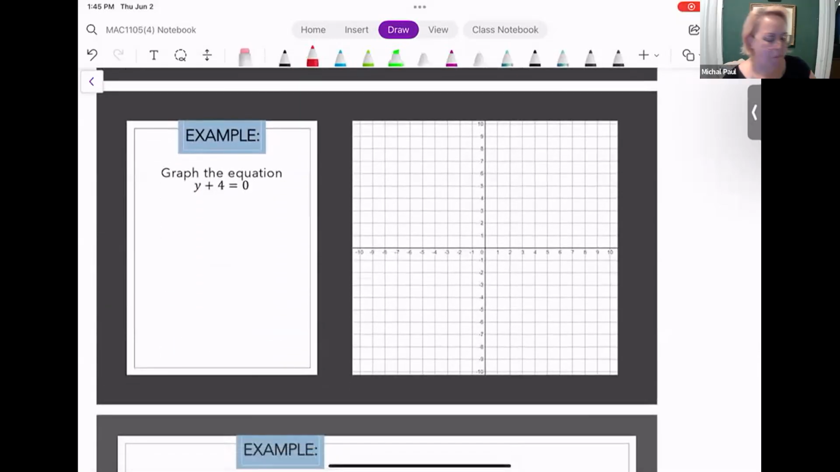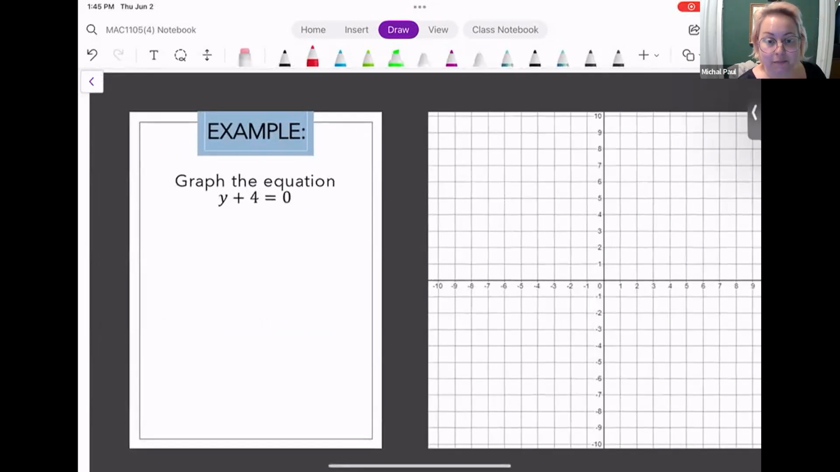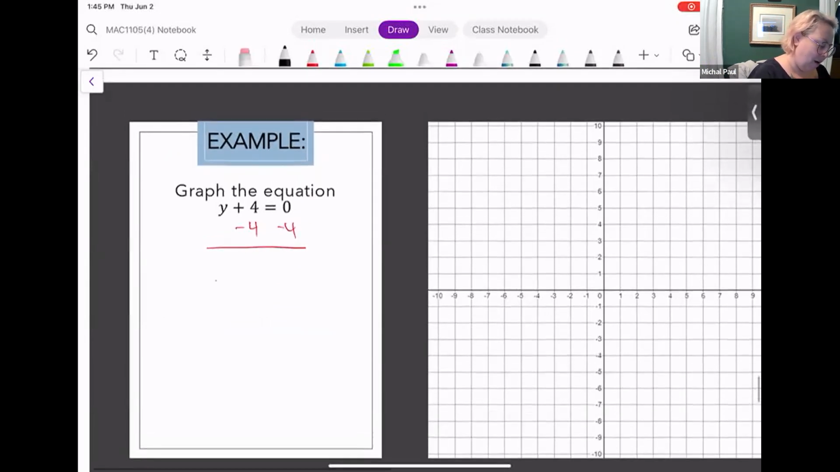Here's a different one. I think you'll notice right away, there's no x in this equation. That's all right. It's going to be a horizontal line. I'm going to put it in y form, meaning I'm going to solve for y. And this gives me the equation y equals -4. This is kind of like y equals 0 times x minus 4. So I go down to y equals -4 and I make a dot.